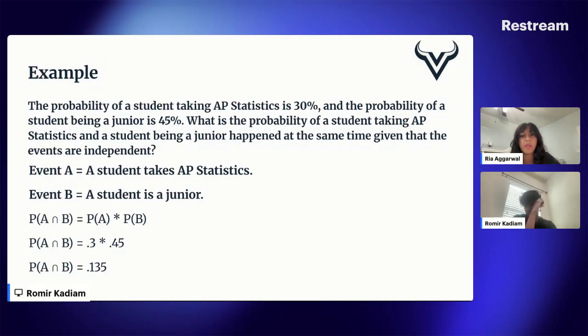In the question, it's given that event A's probability is 30%, so we put down 0.3. Event B's probability is 45%, so we put down 0.45. And so multiplying that, we get 0.135. That's our answer.